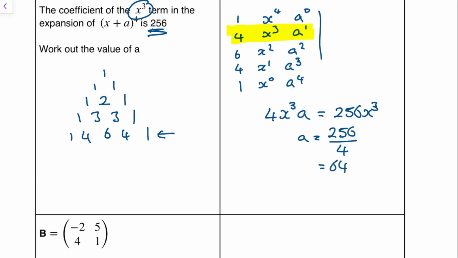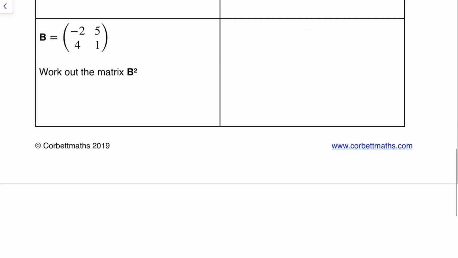Again, I do not need to write all these terms out. The quick way of doing this is to really think about which one of these I need. I need the x cubed. In this case, it's quite a straightforward question because I'm just expanding x plus a. It's not some complicated square roots or similar. But either way, the answer for this one is 64. Well done if you got that.